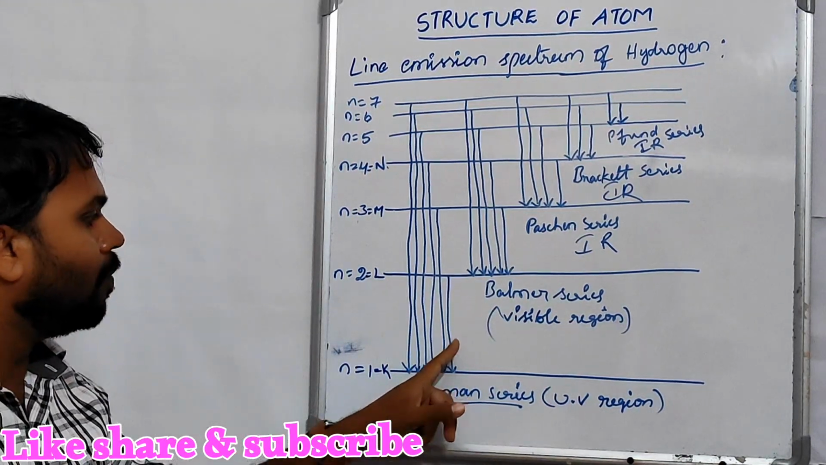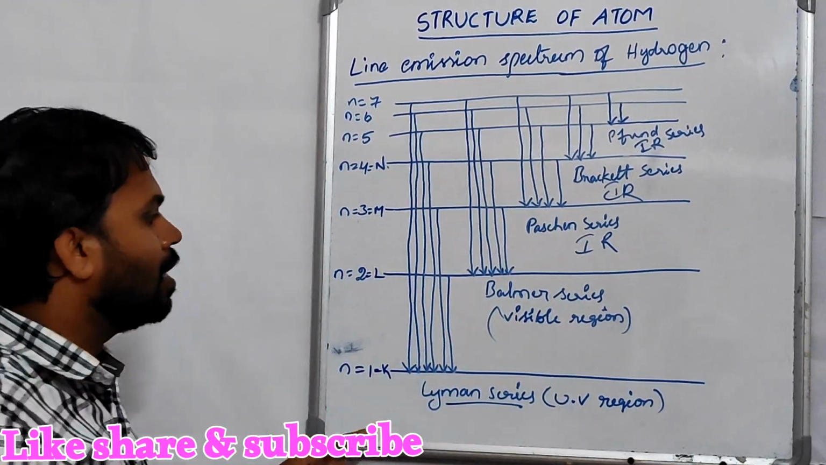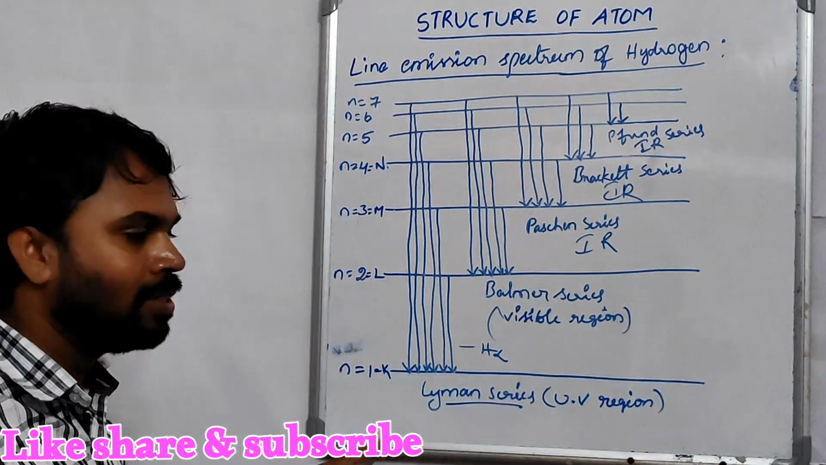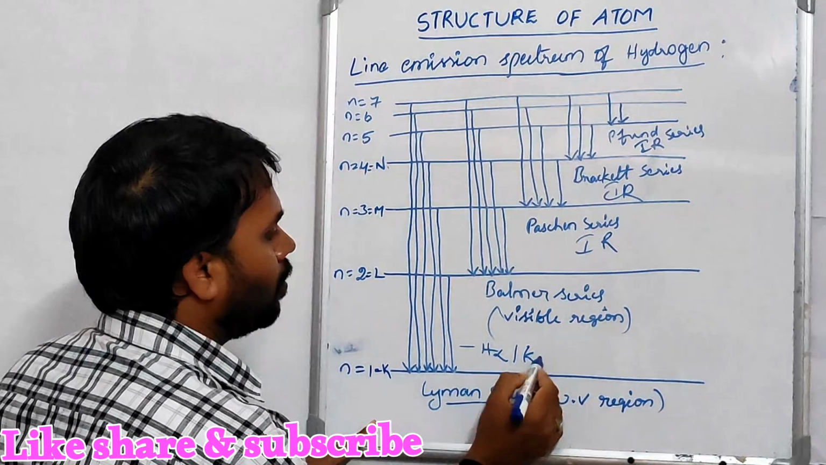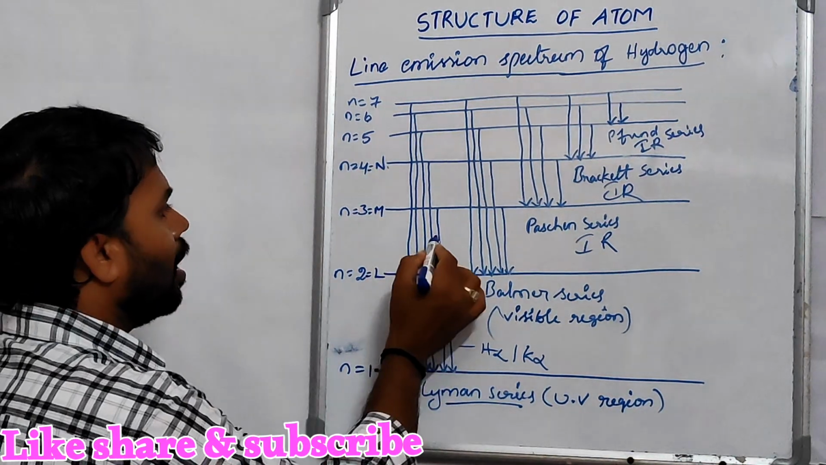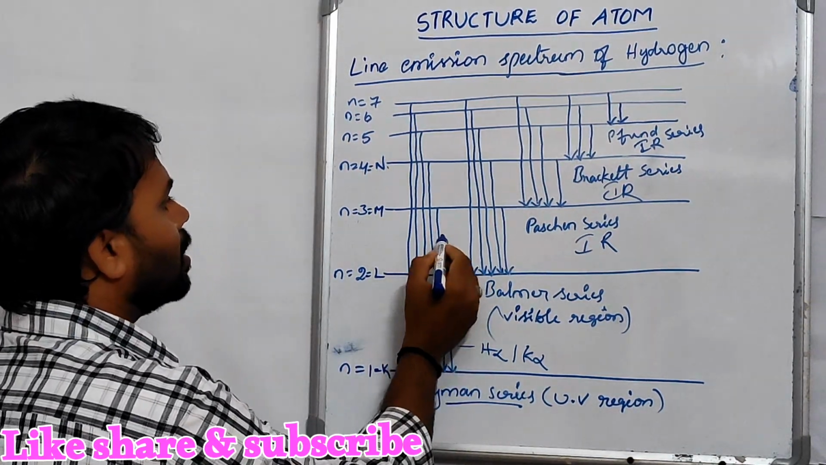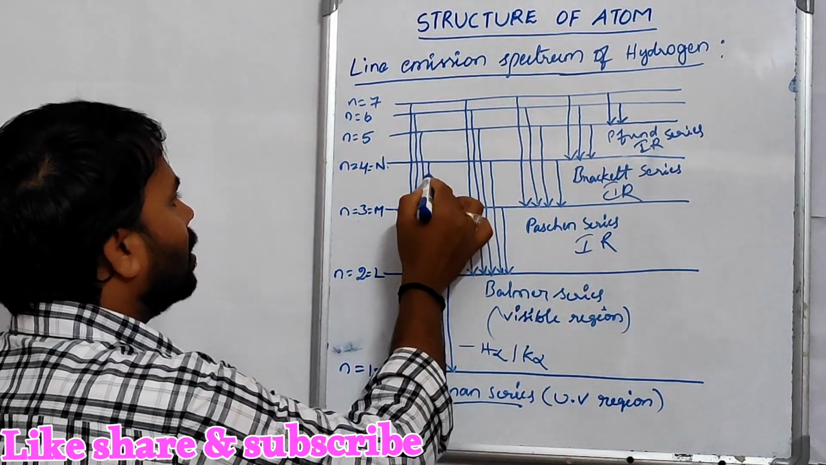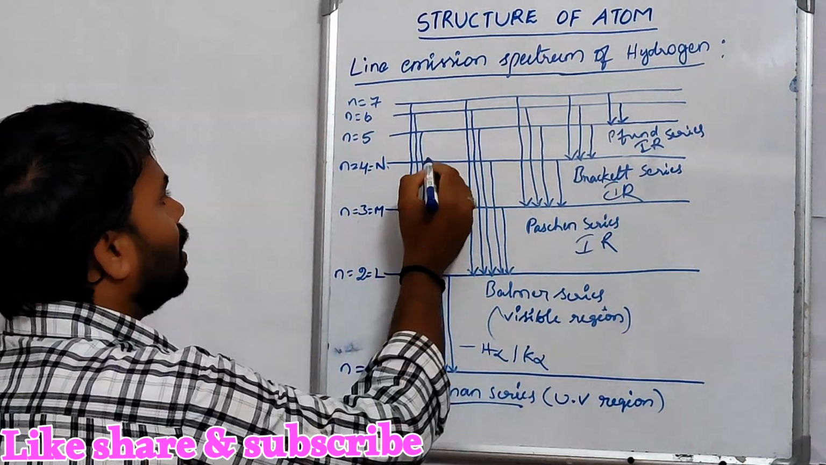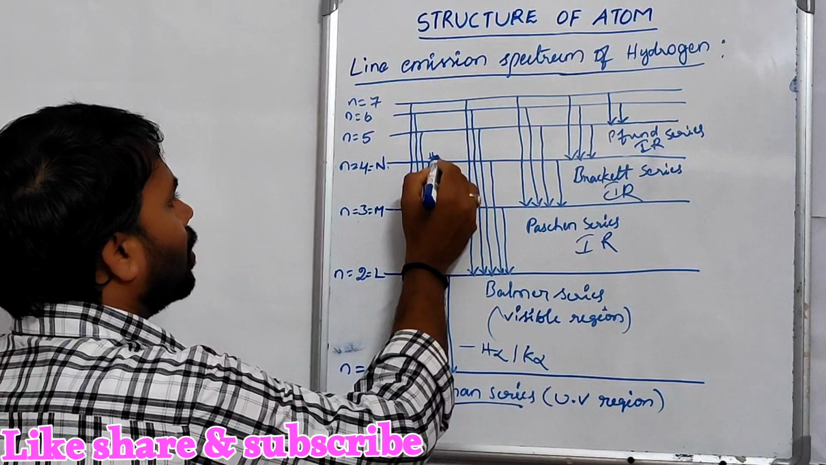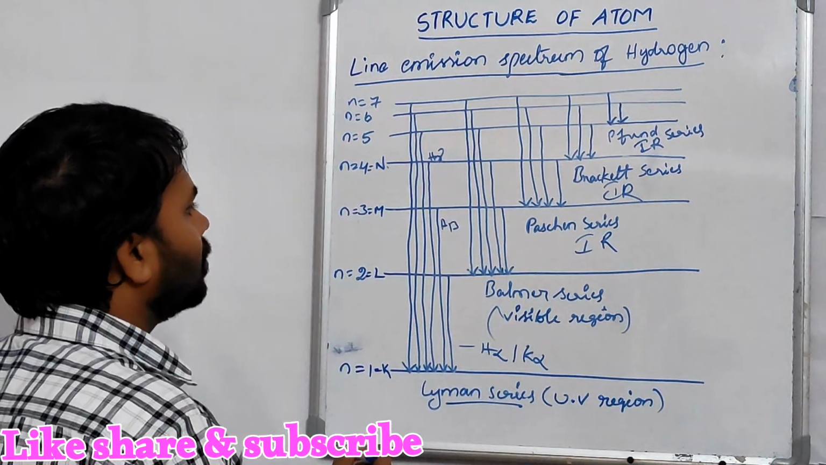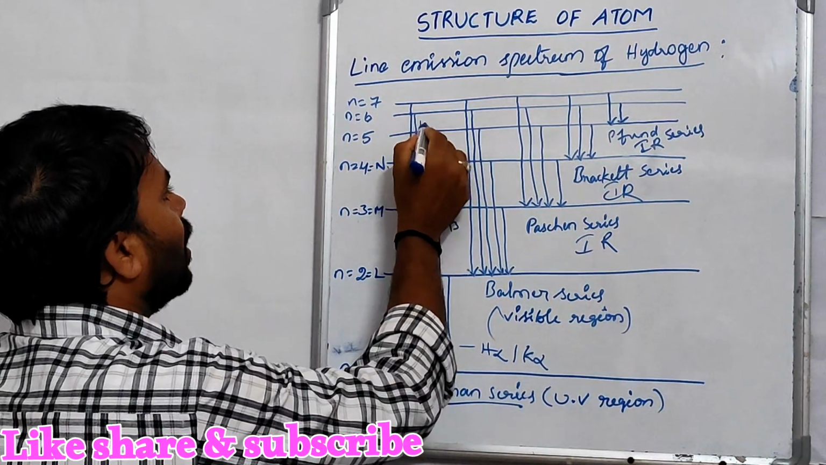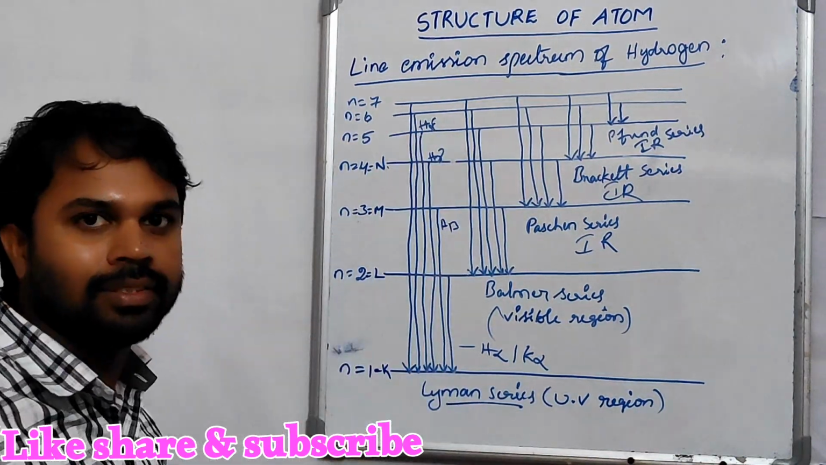This is called the first line of the Lyman series. It is also called H alpha of the Lyman series or K alpha of the Lyman series. This is called the second line of the Lyman series. It is also called H beta of the Lyman series. This is the third line of the Lyman series. It is called H gamma of the Lyman series. Similarly, this is the fourth line of the Lyman series. It is called H delta of the Lyman series.